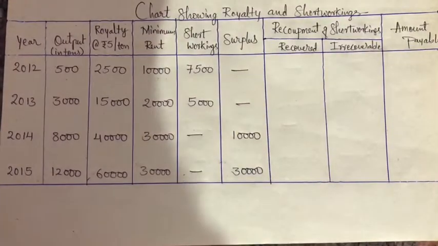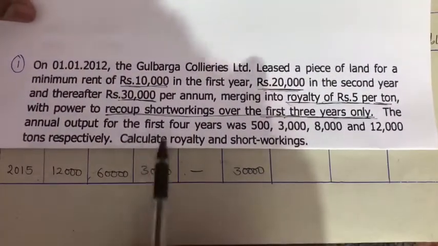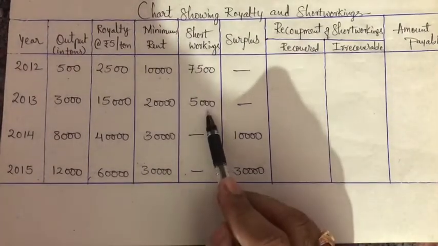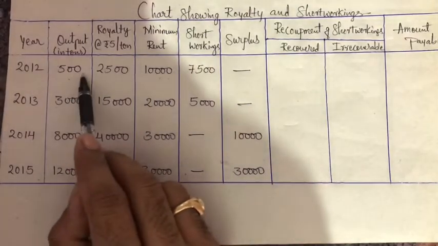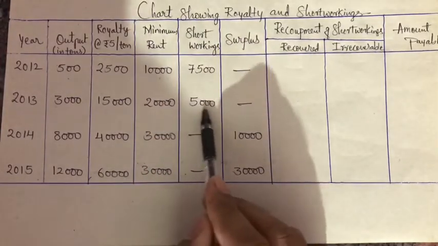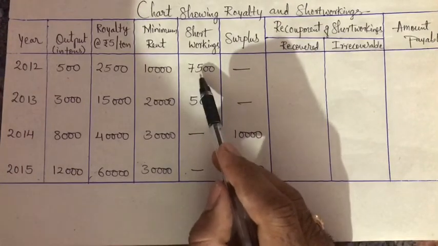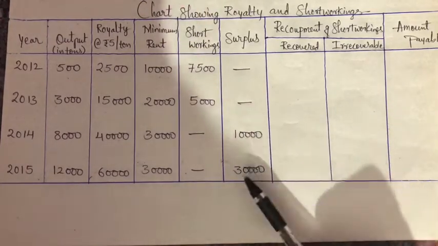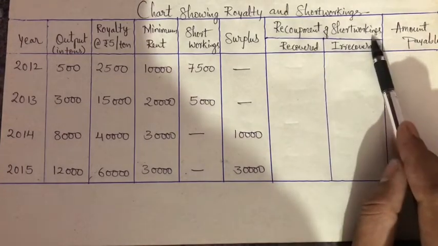Now if we look into the question, there is a clause for recoupment of short workings. What is recoupment of short workings? Recoupment is nothing but, in the first 2 years we have paid 7,500 and 5,000 out of our own pockets. Though we raised a lesser amount of coal output, we paid the minimum rent and incurred 7,500 loss and 5,000 loss from our own pockets. Yes or no? So we can recover these short workings, whatever the loss incurred in the first few years, from the surplus of next years. So this is what we call recoupment of short workings, also called recovery of short workings.